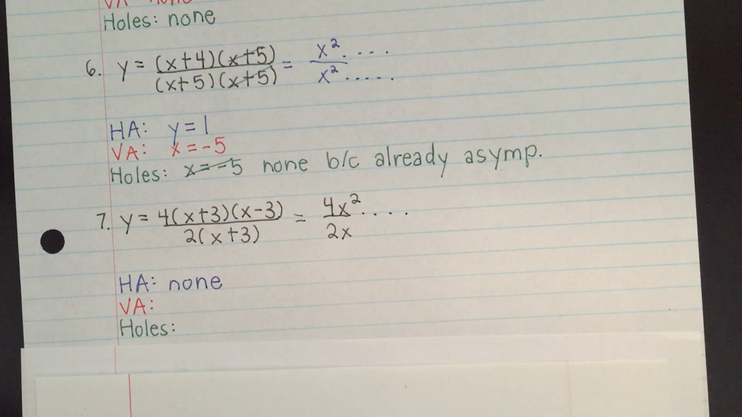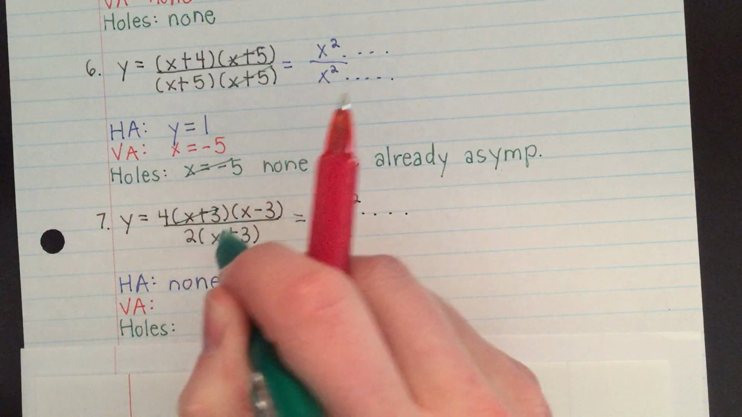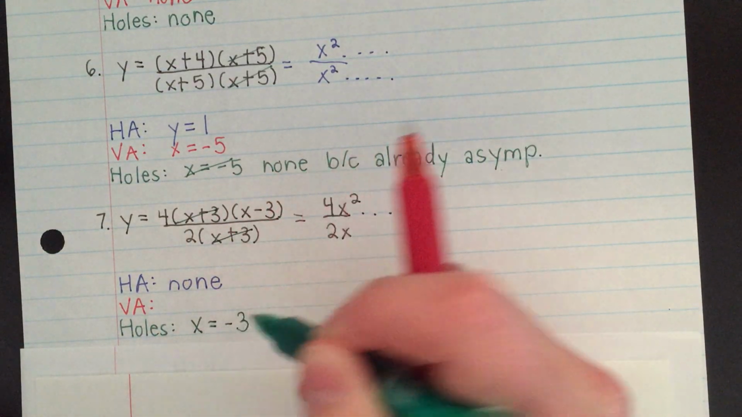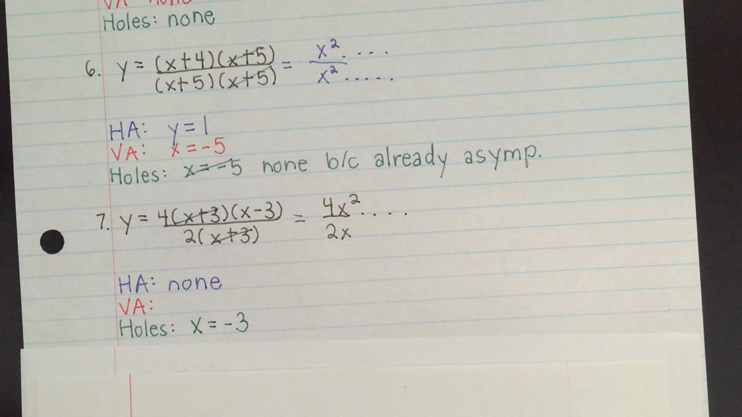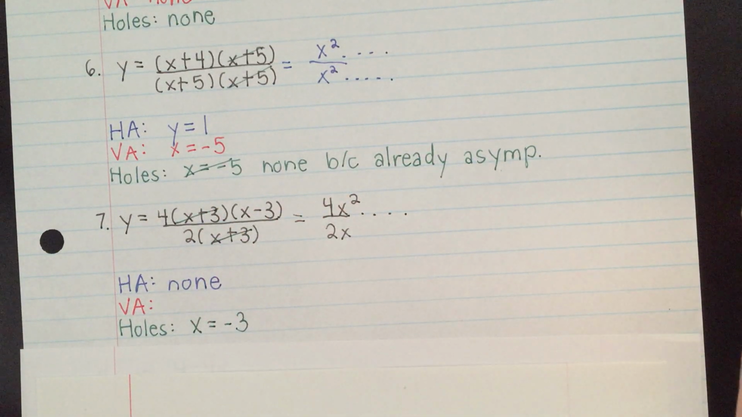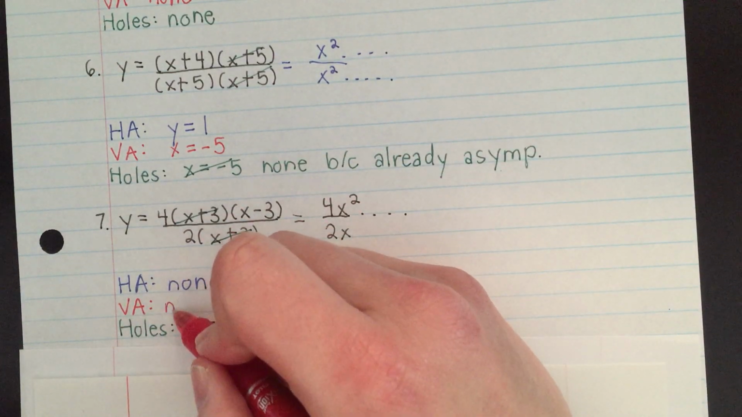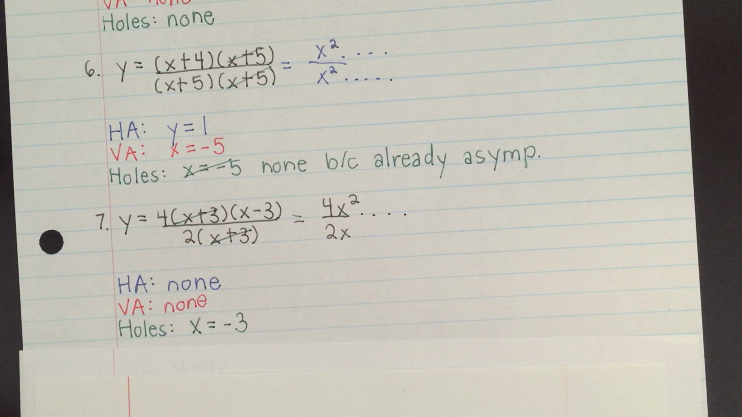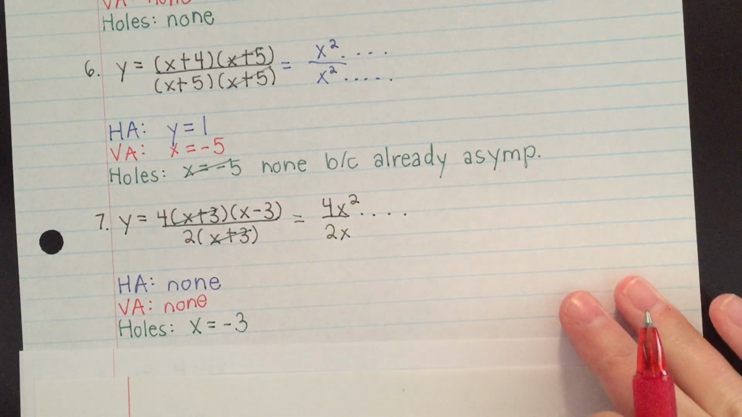Okay, because I have the x plus 3's canceling, that means my hole is going to be at x equals -3. Okay, and on this one, because I have nothing else left on bottom that creates a 0, I'm going to have no vertical asymptotes, none on this one.